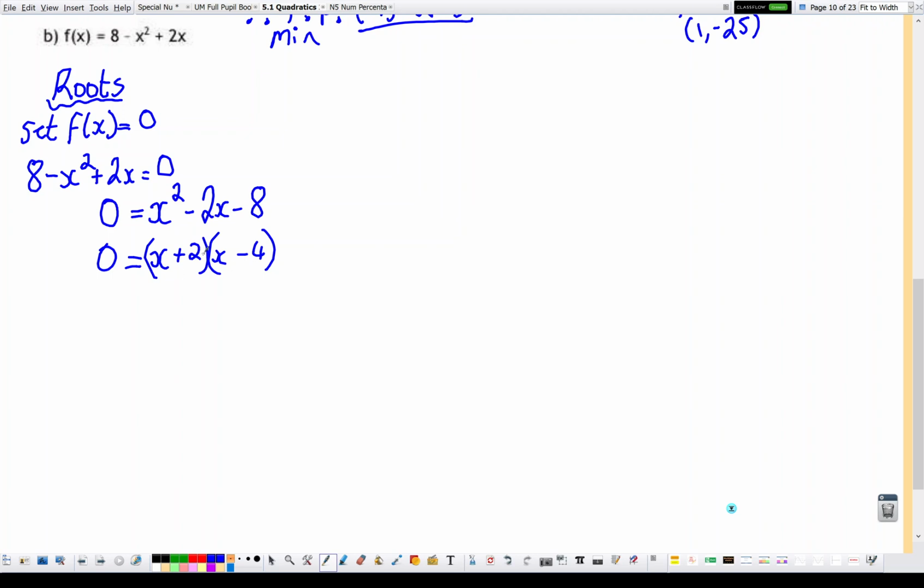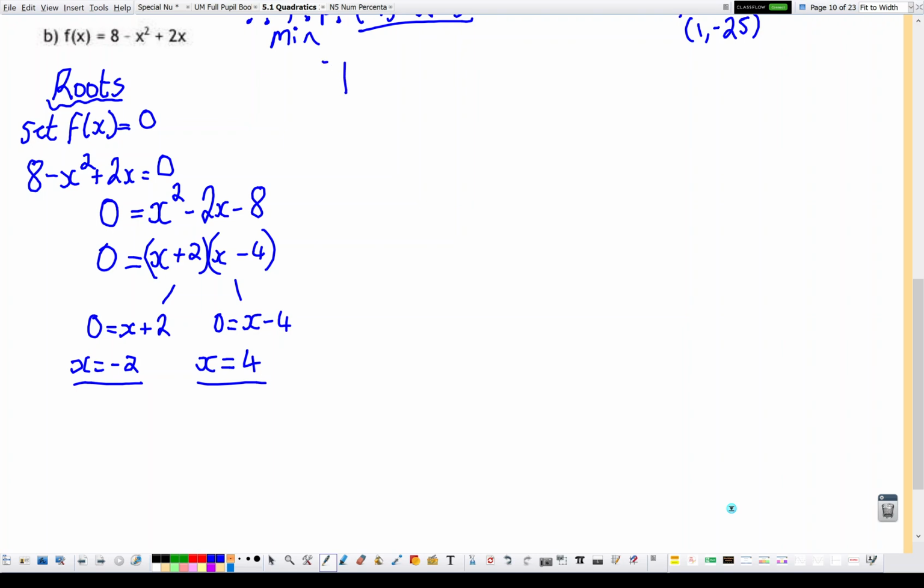Okay, so let's just double check that. Plus 2x minus 4x, yep. Minus 8, yep. Okay, now we just bring each one down. So 0 equals x plus 2. Move the minus 2 over, so it's just going to be x equals minus 2. I'm just rewriting it the other way. 0 equals x minus 4. Plus 4 to both sides, you get 4 equals x, or x equals 4.